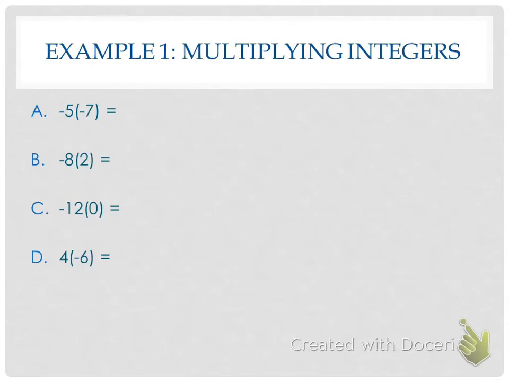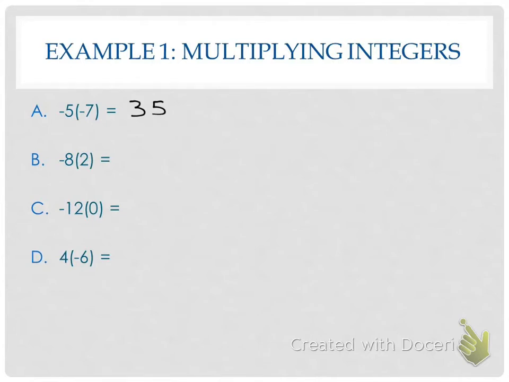Okay, so in example one, I'm multiplying all of these integers. So the first thing I'm going to ask is, how many negatives do I have? In example A, how many negatives? Two. So two is even, so it's a positive answer. Do you see how I went about that? Two, that's an even number of negatives, is a positive answer, 35.